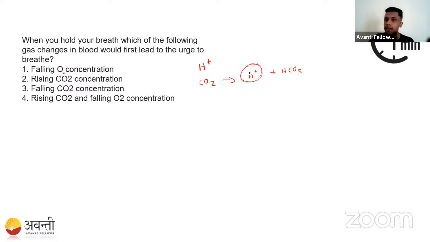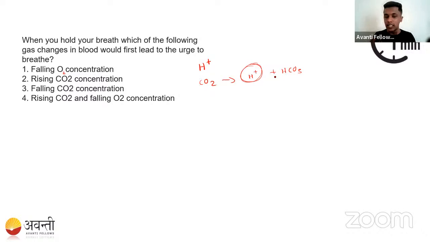Whenever it recognizes this rise in H plus concentration, it will start cutting the signals to your external intercostal muscles as well as the diaphragm. When it cuts the signal, these will start relaxing. When these start relaxing, the thoracic volume starts decreasing. It's like squeezing your chest, so that you get a higher urge to breathe out. Okay, so here you have to understand one thing.